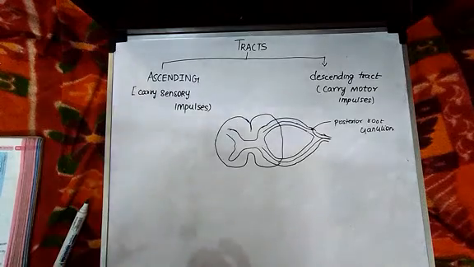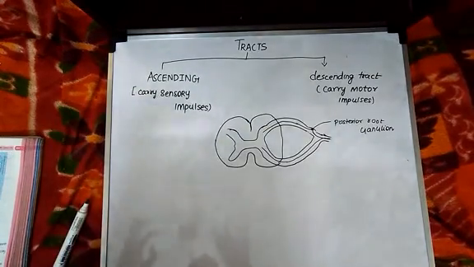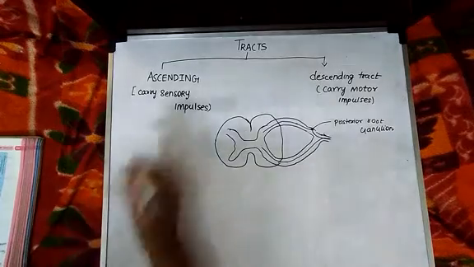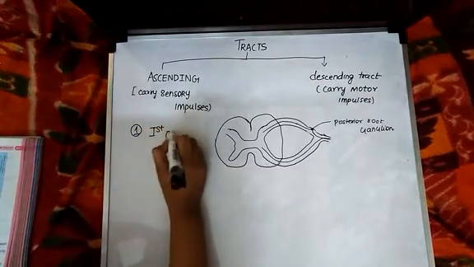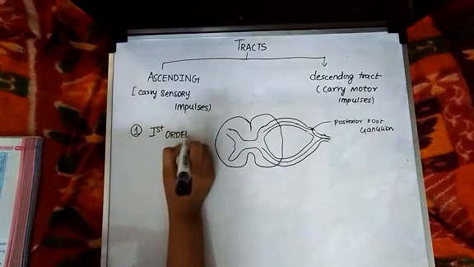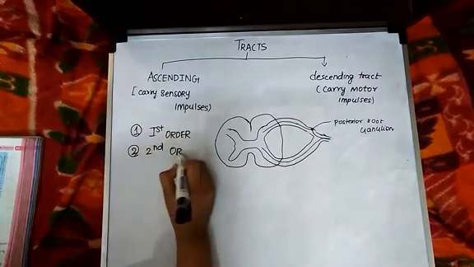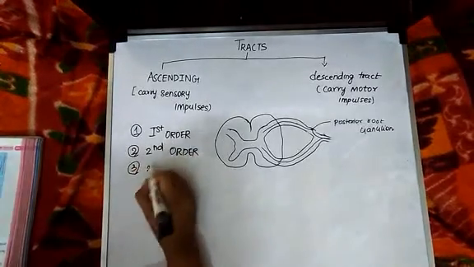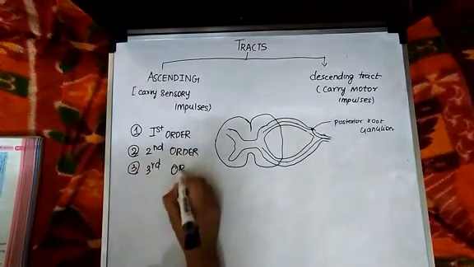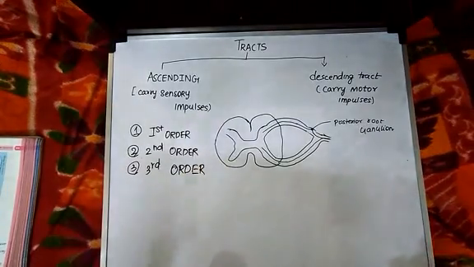For example, we have a pain pathway which is very important, 15 marks. Each pathway consists of 3 neurons. One is first order neuron, second is second order neuron, and third is third order neuron. The names are very easy; we are just naming them based on the order. You should know which is which neuron.